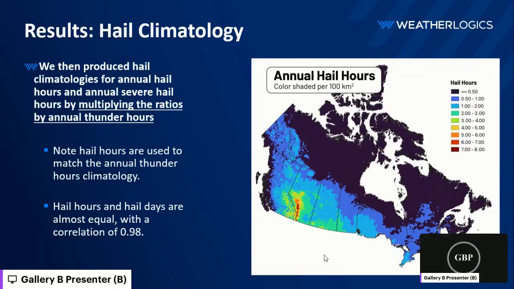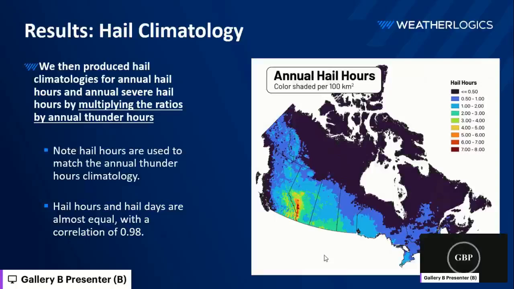And in looking at these maps, you'll note that they're all in hail hours, which is a bit unusual for a climatology. Normally you would look at it in terms of hail days. The reason it's all in hours is because that was the thunderstorm climatology that was available to us. But fortunately, hail hours and hail days are nearly identical.